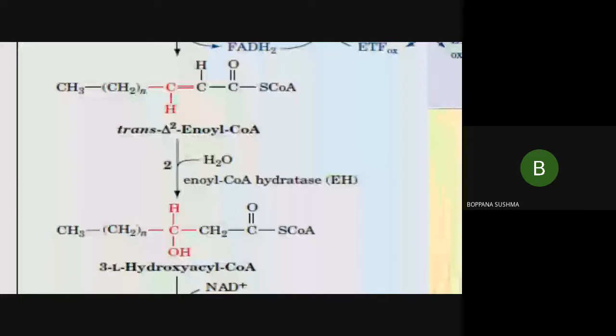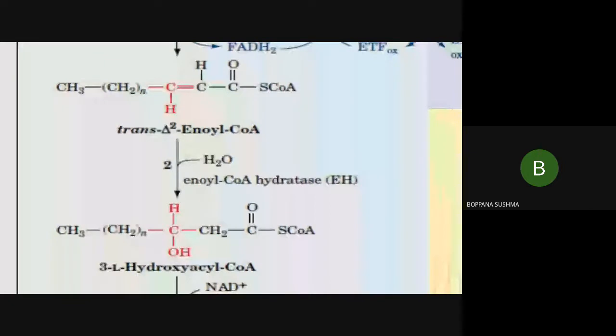Hydration means addition of water molecule. How is the water molecule added? It is added in the form of H plus and OH minus ions. Here the H plus ion is added to the alpha carbon atom, and the OH minus ion is added to the beta carbon atom.